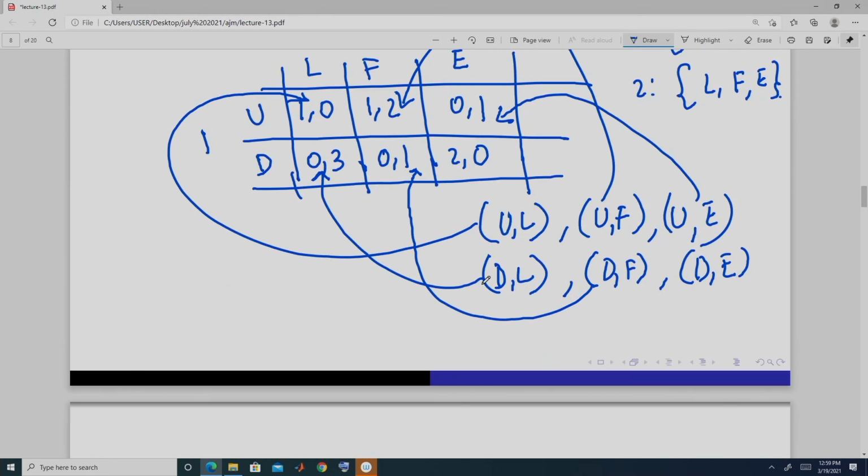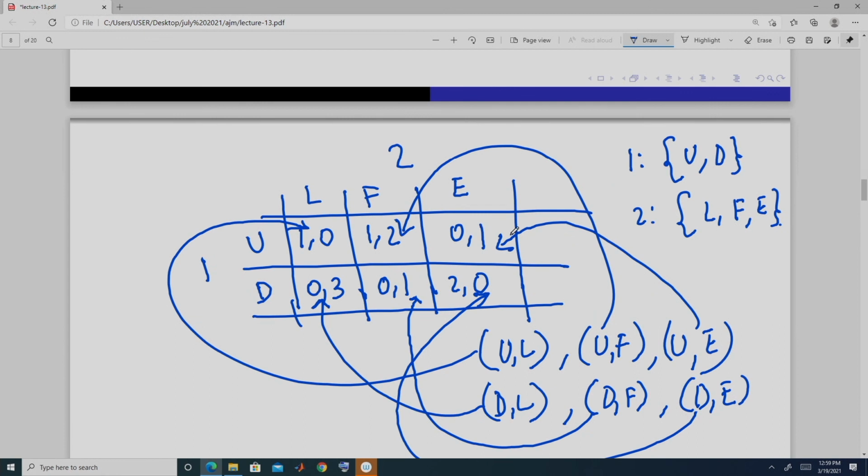So, it is 0, 1. 0 for player 1 when it chooses D, given that player 2 has chosen F, and player 2 gets 1 when it chooses F and player 1 has chosen D. This combination is DE, when player 1 has chosen D and player 2 has played E. Okay. So, this 2 is the payoff of player 1 and 0 is the payoff of player 2. So, this is also another game where the action sets or strategy spaces are asymmetric.